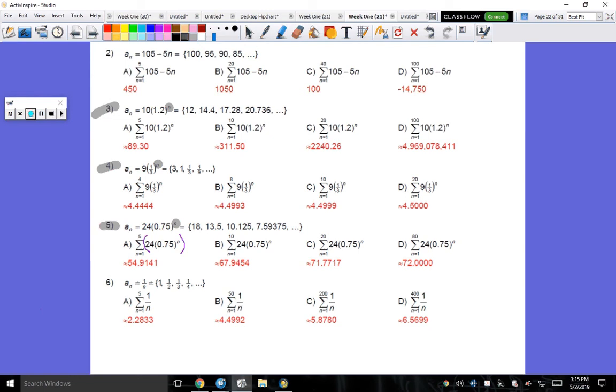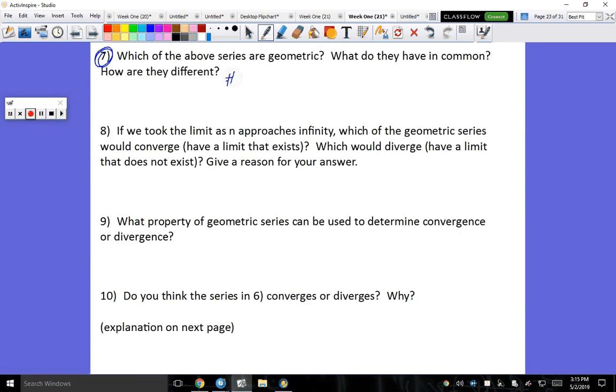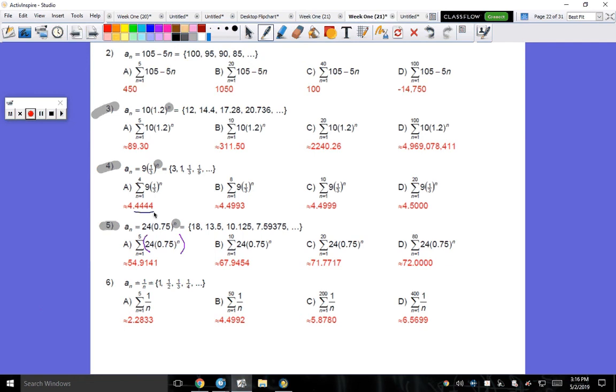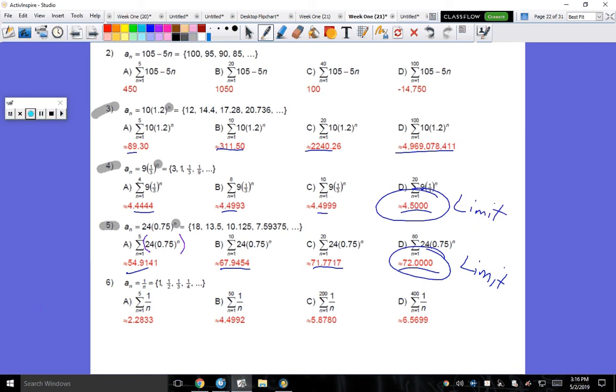That's huge. Okay? So you could say they are geometric and their sums are increasing. However, 4 and 5 have a limit to their sums. Okay? So number 3, 4, and 5, they're all geometric and their sums are increasing. Okay, so let's go back. You see their sums are increasing. See, they're getting bigger and bigger and bigger. But the difference is it says 4 and 5 have a limit to their sum. Notice this, they kind of stop. They don't keep going. Whereas 3 just keeps going on forever.